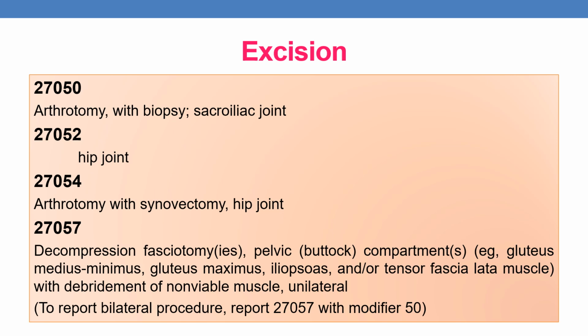The next CPT is 27057. It deals with decompression fasciotomies, pelvic compartment with debridement of non-viable muscle. And this is a unilateral procedure. To report a bilateral procedure, report 27057 with modifier 50.